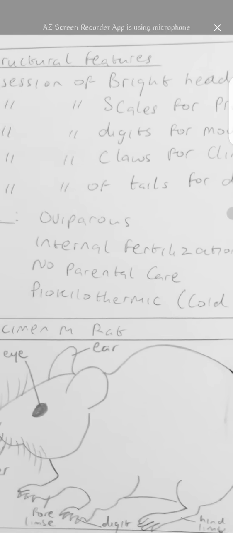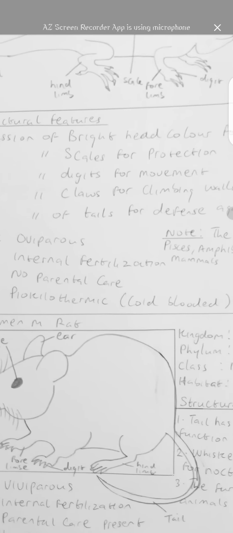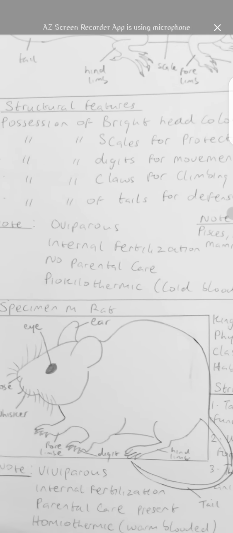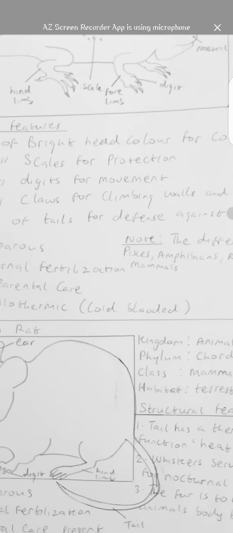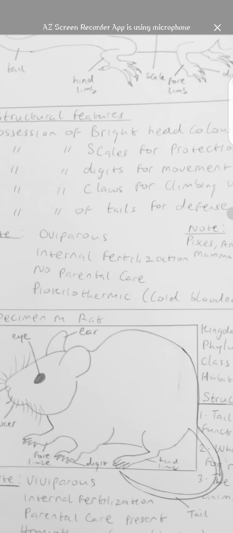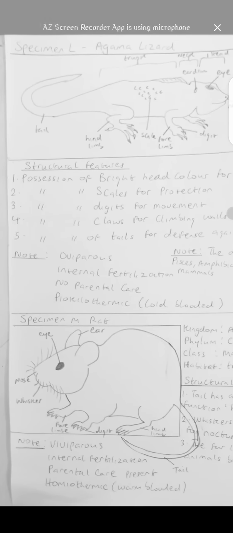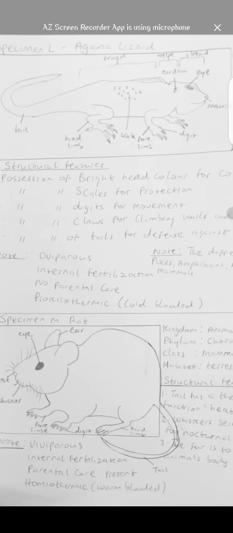Internal fertilization. Okay, that's the reproduction. The next one is no parental care. They don't care for their young. And it's also poikilothermic. It's cold-blooded. It's similar to toads and fish in that aspect. And they are cold-blooded.